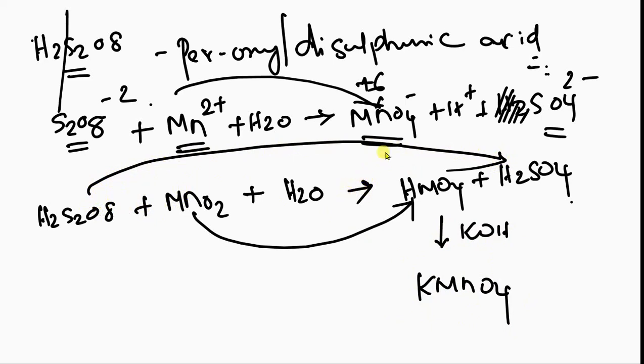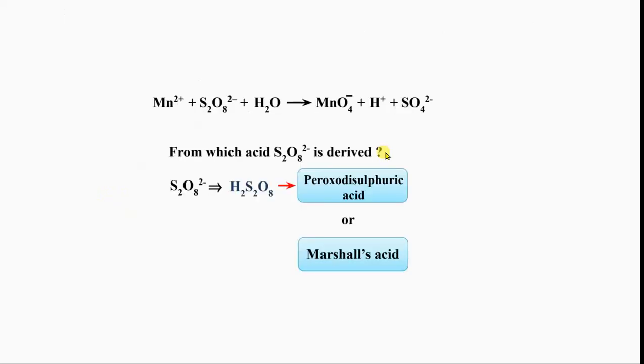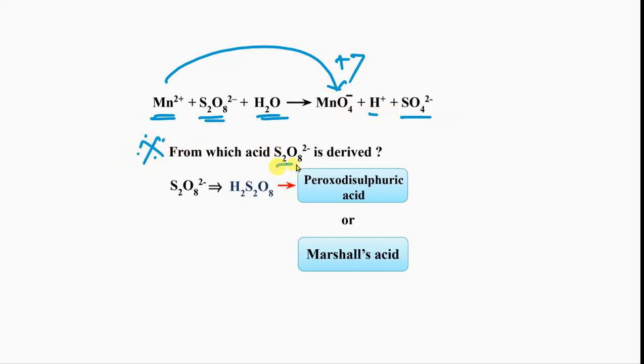Clear? Right. Let us go for the clear equation here. Yes, this is a clear equation. Mn2 plus when treated with S2O8 2 minus in the presence of water, the Mn2 plus gets converted into Mn 7 plus, and SO4 2 minus. And this is an important question. So where does H2S2O8, peroxydisulfuric acid, derive? This is also called Marshall's acid.